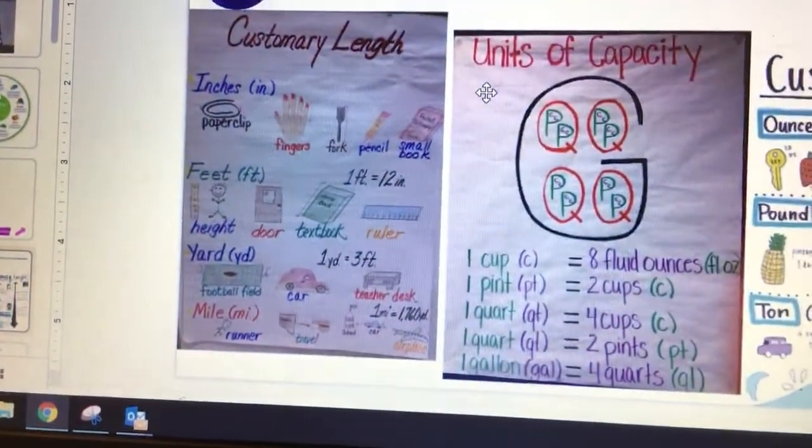All right, so thinking about length, okay, what we use here in the United States, inches. Think about a paper clip is about an inch.